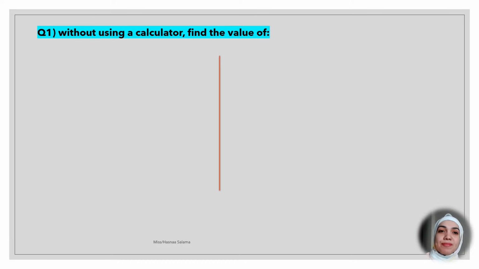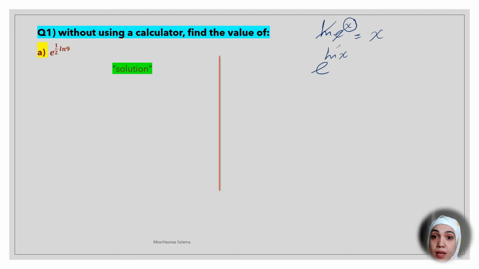Let's begin. Without using a calculator, find the value of e power half ln 9. First, we need to know ln e power x. ln is the inverse of e, so the ln cancels the e, and I write only the power, which is x. The x can be x, 2x, x squared, or any number. And if I have e power ln x, it is the same, they cancel together, and I write only the number after ln. It will be x.